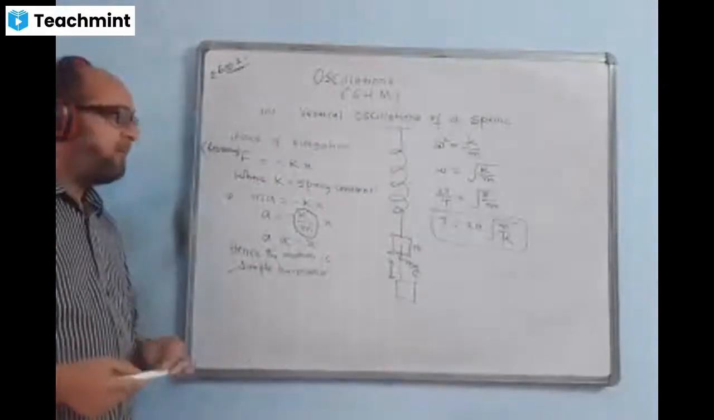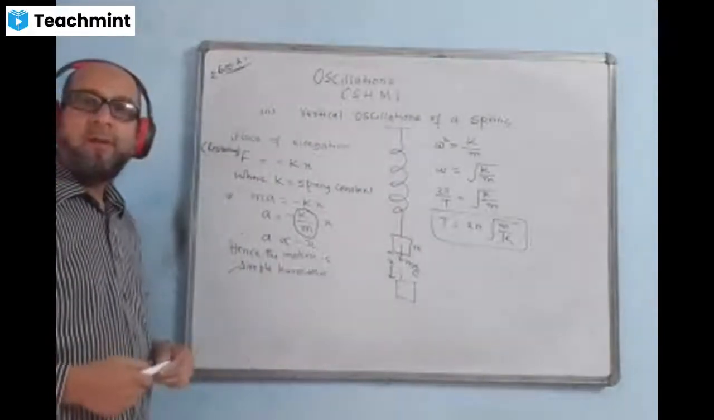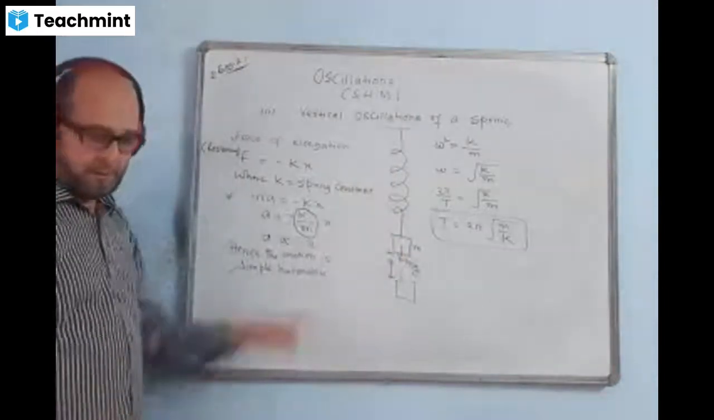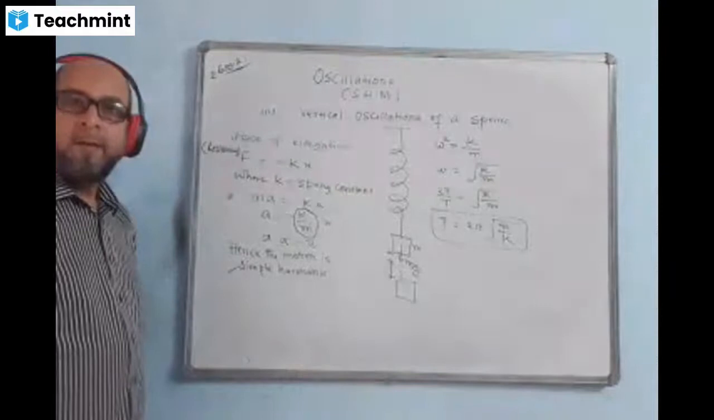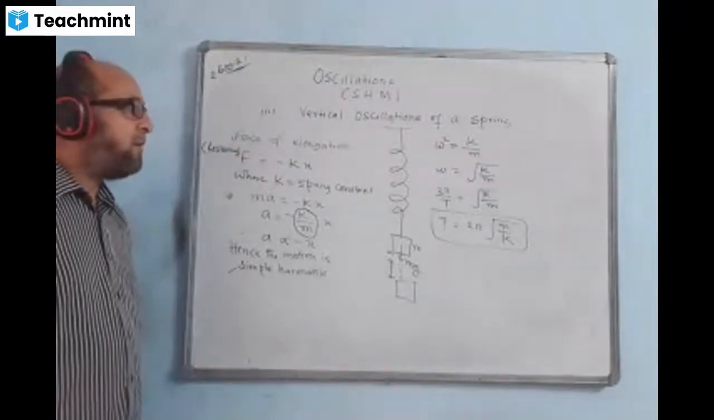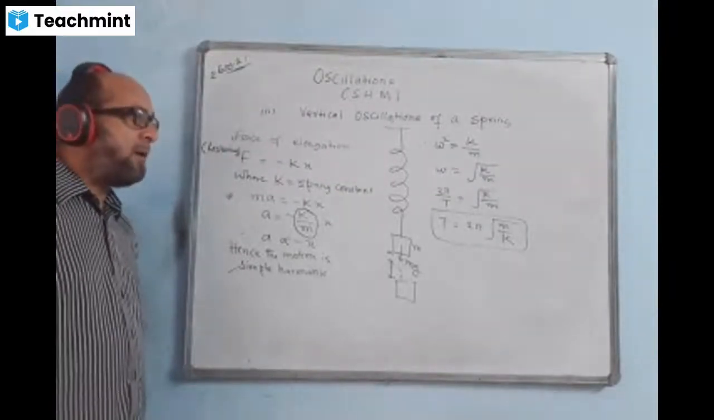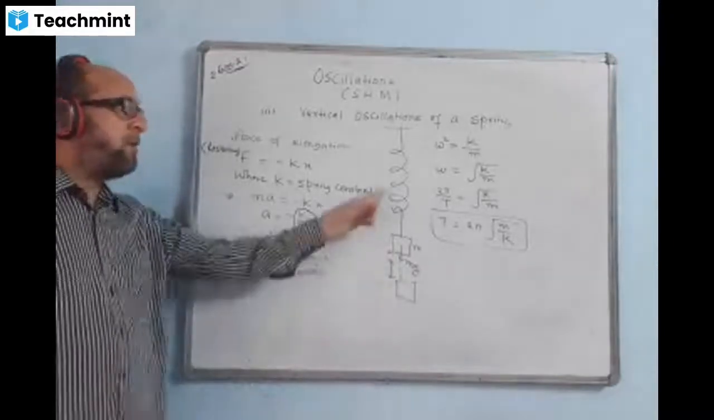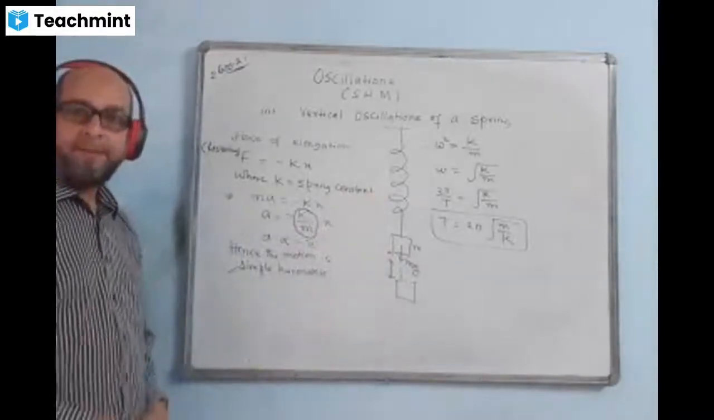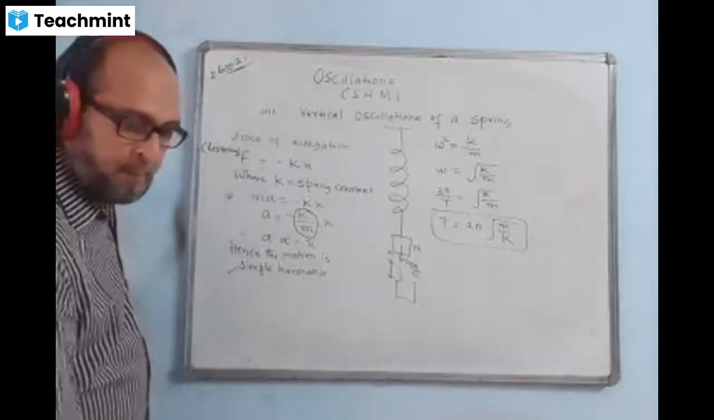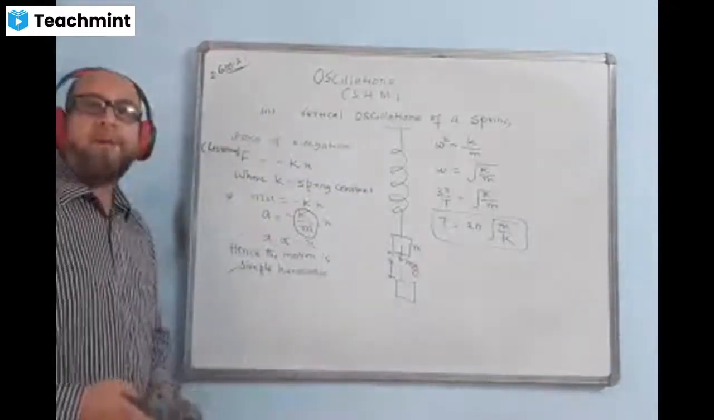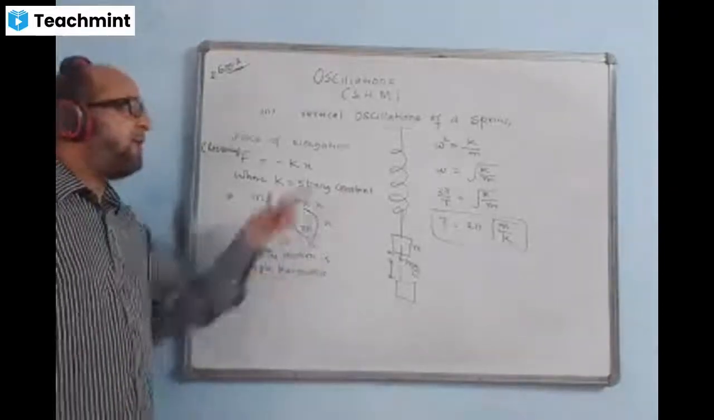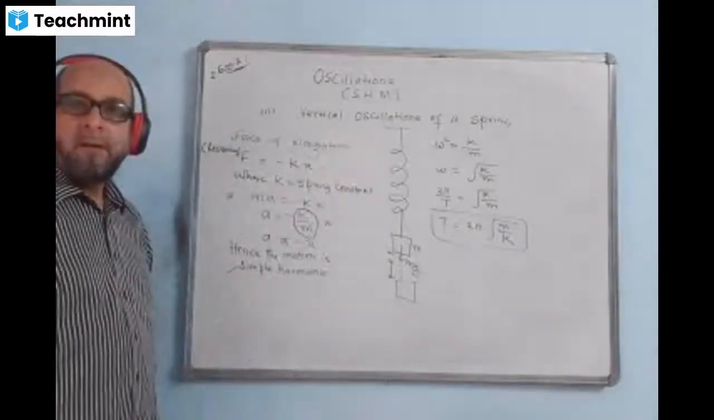This is the formula of period of oscillation of a mass connected with a spring. So the formula is T is equal to 2 pi square root m by k. It depends upon the mass and it depends upon the spring constant of the spring. So this is how we prove any motion simple harmonic. You have to show a is proportional to minus x and then you find the time period.